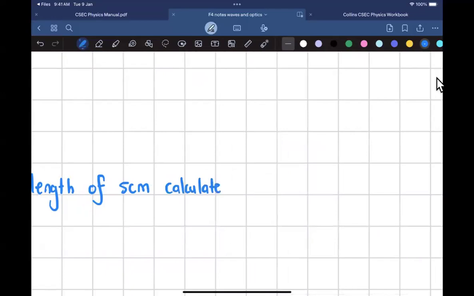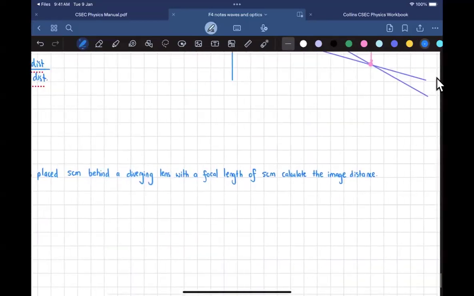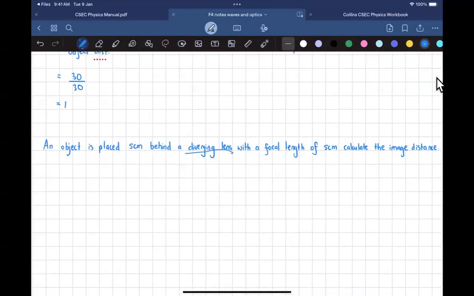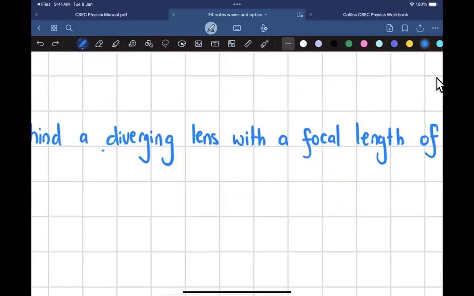Calculate the image distance. Now, first things first, right? Justin and Nicholas, anytime you have a divergent lens, first of all, a divergent lens is also called a what? What is a divergent lens also called? Concave. Yep, also called concave.